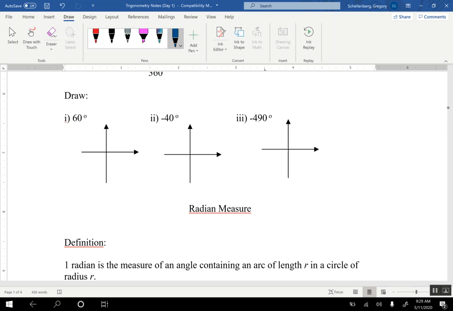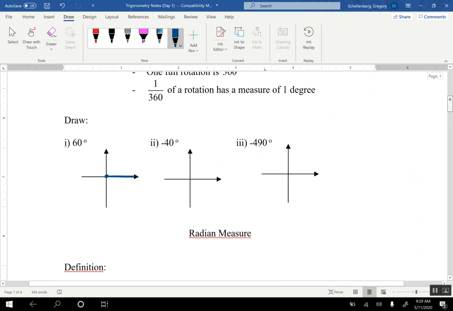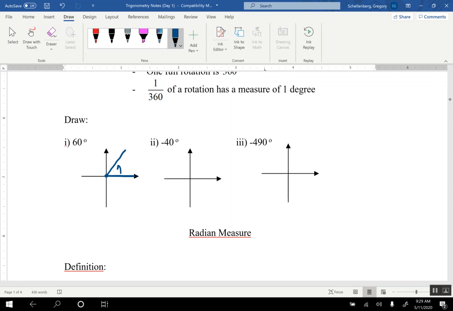So in standard position, that means it is initiating at the initial arm, which is the positive portion of the x-axis. And this is a positive angle, so we're going to measure counterclockwise. And we don't have to be perfect here. We just need to make sure we're in the right quadrant. Okay, so 60 degrees is going to be something like this, and we have rotated counterclockwise from the initial arm, and I'll just label that as being 60 degrees.